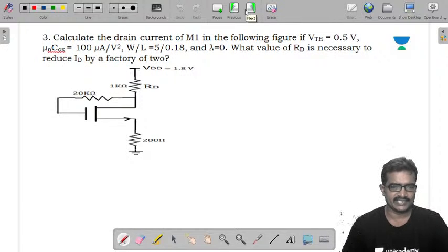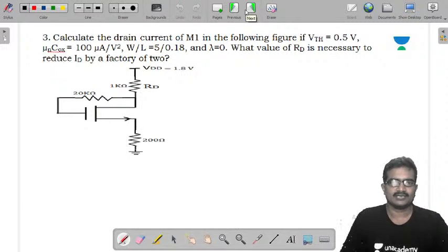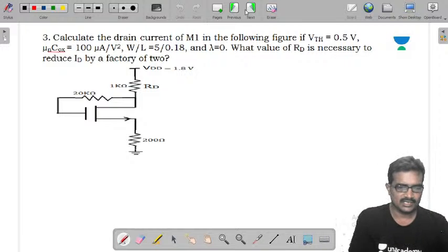Now see the next problem. This one is also in biasing. First you should be thorough with biasing, then only it is very easy to solve the remaining problems. Okay, you should first be thorough with biasing.